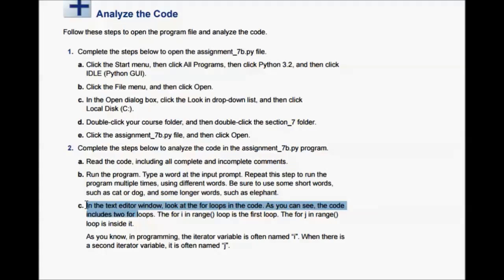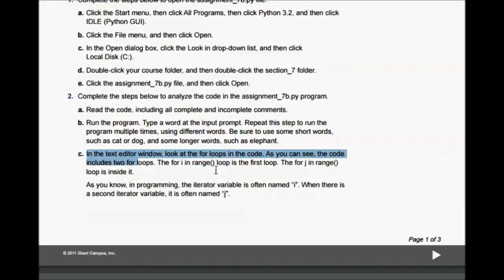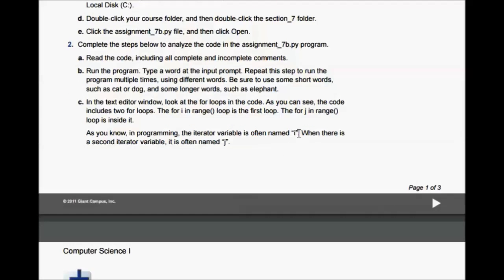Okay, in the text editor, we're going to look at the for loops in the code. So we have two for loops. The for loop in the I range is the first loop. The for loop in the J range is the loop inside of it. We're using iterators I and J in this code.